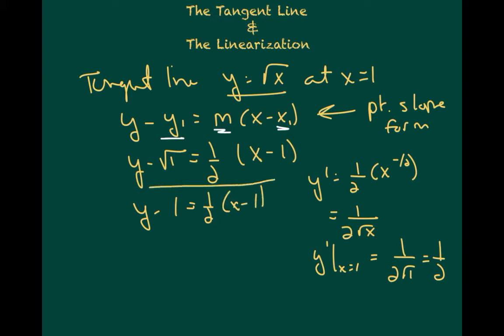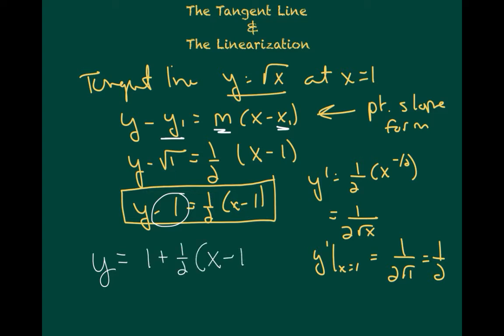And that is our linearization. I'm sorry, that's our tangent line approximation. Now, to look at the linearization, all we're going to do is move this y value that's on the left side to the other side. So we're going to get a linearization which would be y equals 1 plus 1/2 times x minus 1. The linearization and the tangent line are practically the same thing. They just move this term on the left over to the right side.